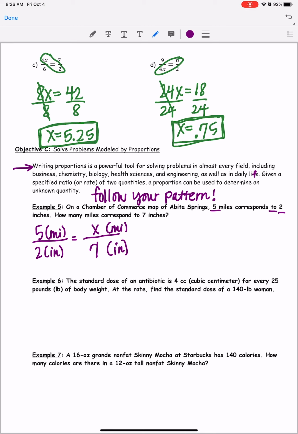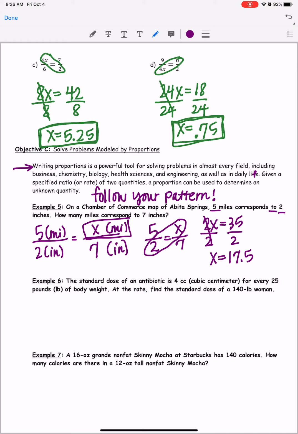Okay. So I'm going to rewrite this over here with just the numbers because I don't need those units. So now cross multiply. If I go this way, we've got 2x equals 5 times 7 gives me 35. Divide by 2, and we get x equals 17.5. But 17.5 what? What did we just solve for? Miles right here. X miles. So 17.5 miles. And you do need your unit in your answer.